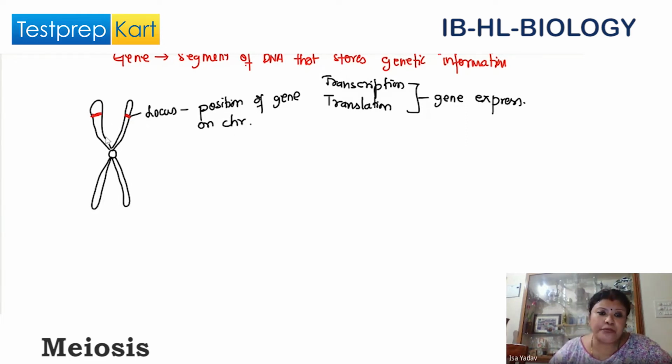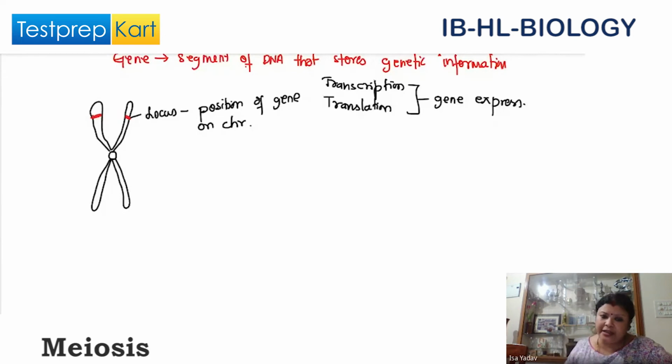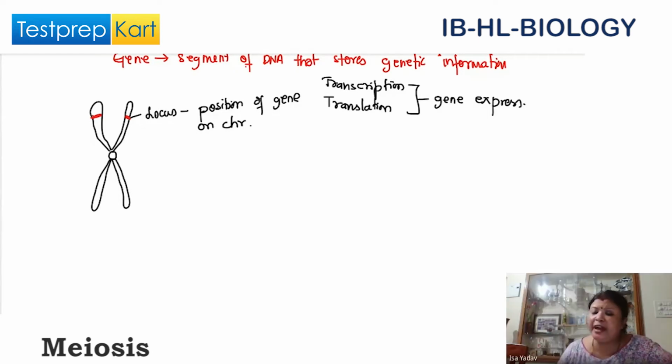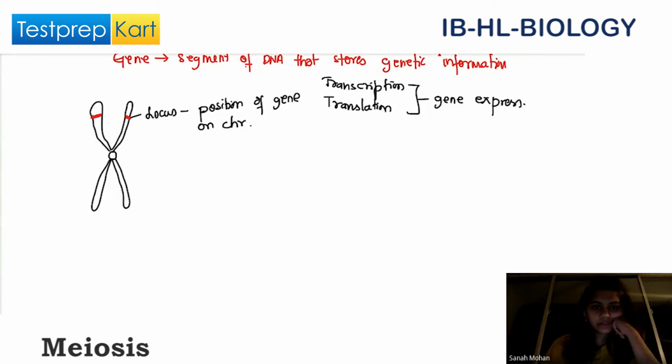Now you see, we have two arms of chromosome. I have drawn the red line in both the arms. Can you see that? Yes. Why did I draw in both the arms? Can you tell me? Think.